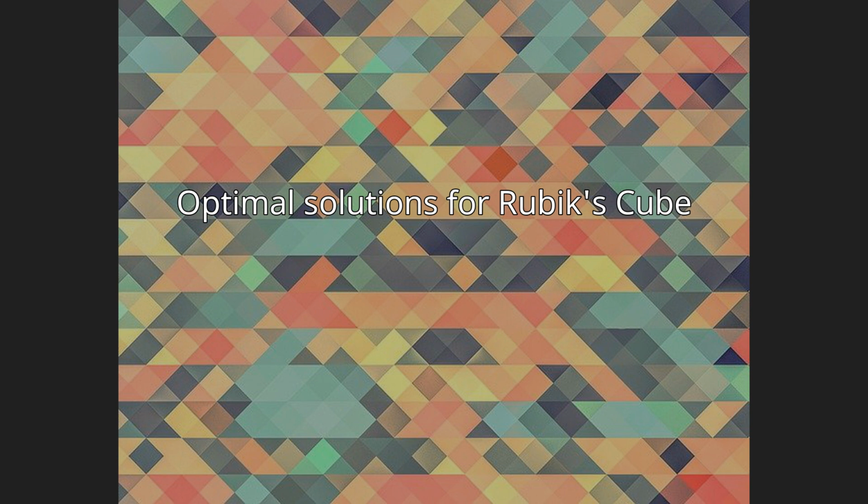Optimal solutions for Rubik's Cube. Optimal solutions for Rubik's Cube refer to solutions that are the shortest. There are two common ways to measure the length of a solution. The first is to count the number of quarter turns. The second is to count the number of outer layer twists, called face turns.